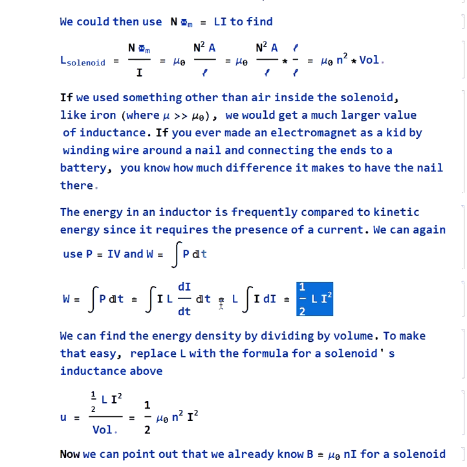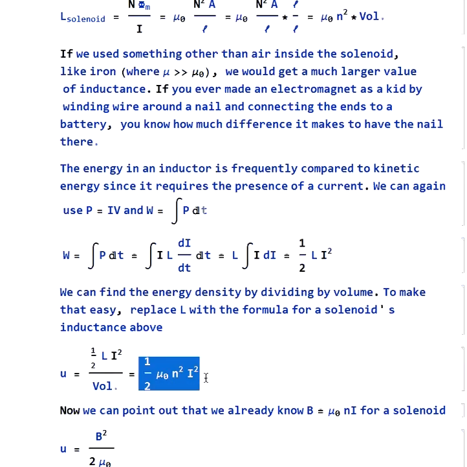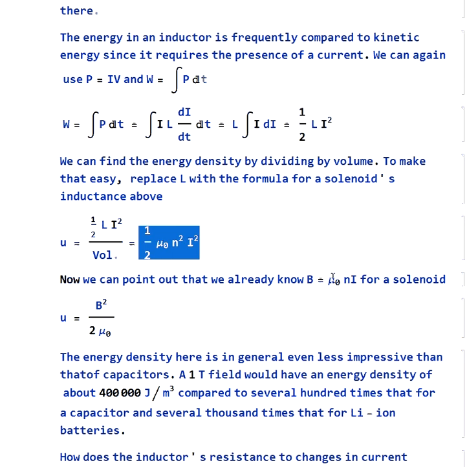If we want the energy density, we can divide this by the volume. We want to make that easy. We can replace L with the formula for a solenoid's inductance, and we get this, 1/2 mu naught turns per meter squared times current squared. Now, since we already know that B is mu naught n i, we could also write this as just B squared over 2 mu. So just like we had a form for the energy density of a capacitor that involved the electric field instead of capacitance and voltage, we've got a form for energy density here that involves the magnetic field.